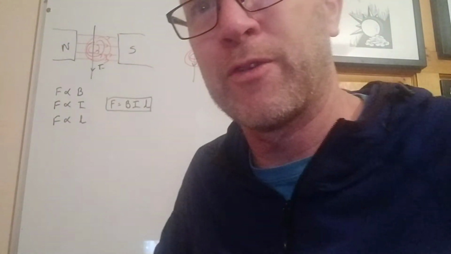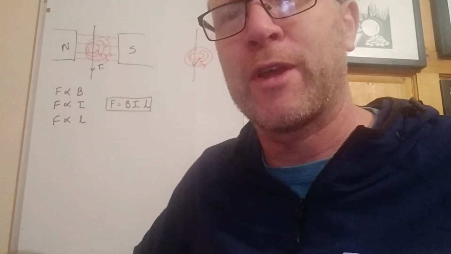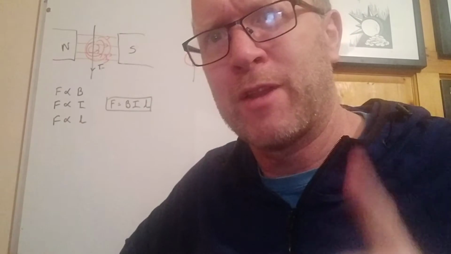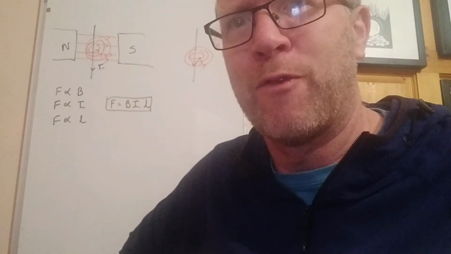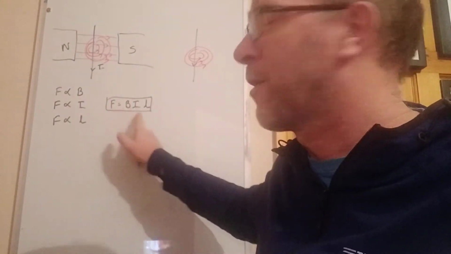So make sure you can twist your way around that. There's a nice video clip in a minute to kind of reinforce that. Okay, so a current carrying wire in a magnetic field experiences a force. That's number one. The magnitude of the force, F, is equal to BIL. The direction of the force is given by Fleming's left hand rule.